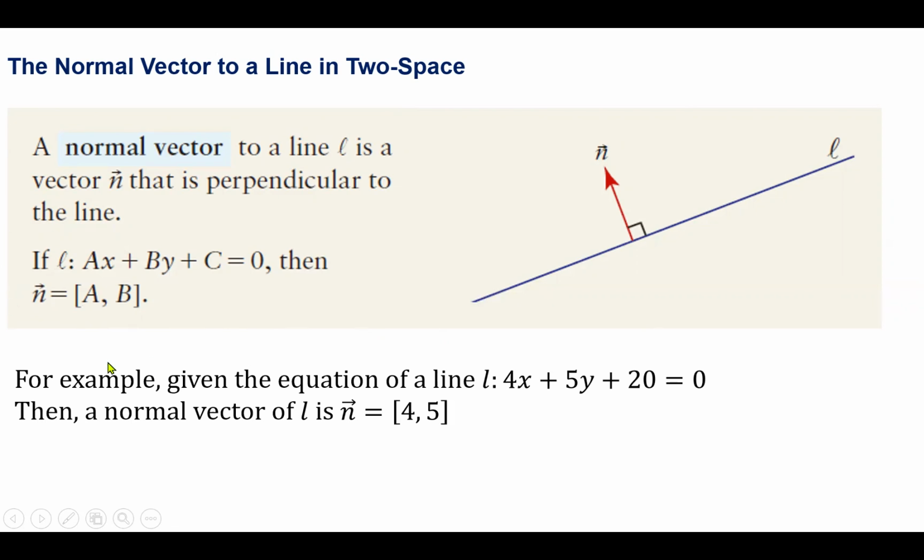Okay, so for example, given the equation of a line L, whose equation is 4x plus 5y plus 20 equals 0, then a normal vector of L can be given by vector n is 4, 5. The two components 4, 5 correspond to the two coefficients of x and y. Okay, have a look at this concept, and any questions, just let me know, okay?